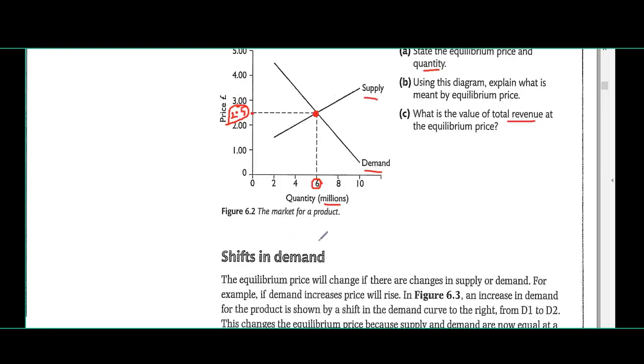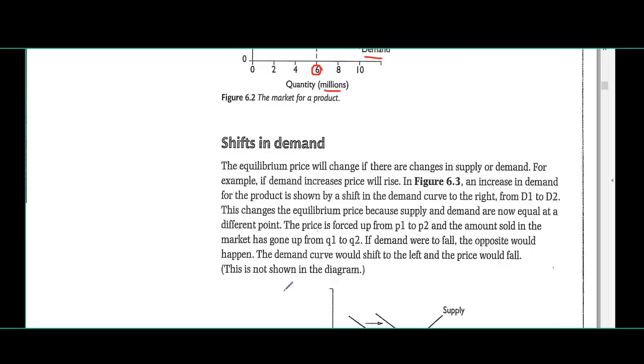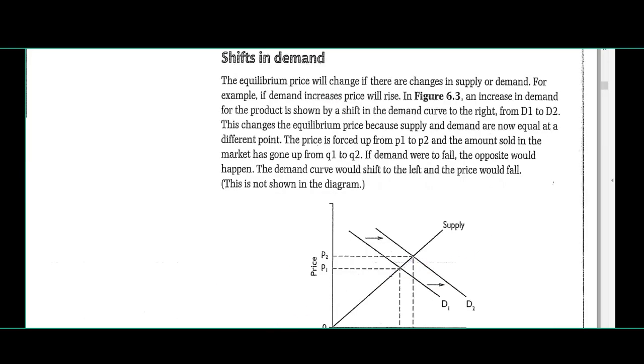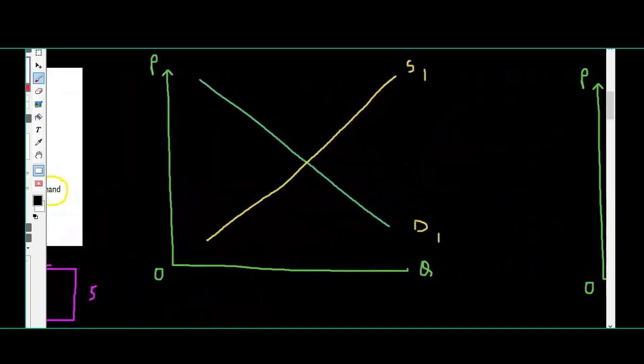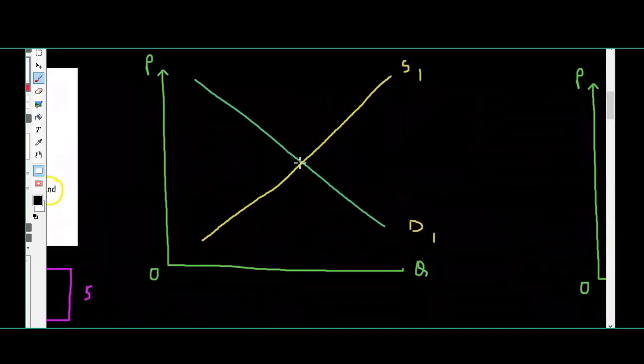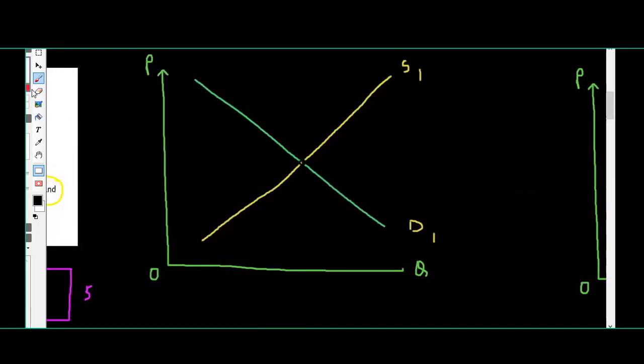All right. So the next thing we'll know is when the equilibrium point changes. There will be some example given here. Let me show you that one in the diagram. Okay, so let's consider that this is our equilibrium point here, say E1. Because of this, we will have equilibrium price Q1 and equilibrium quantity Q2.